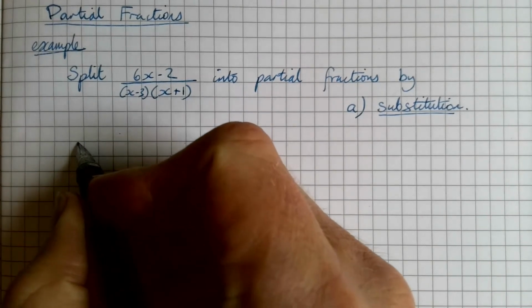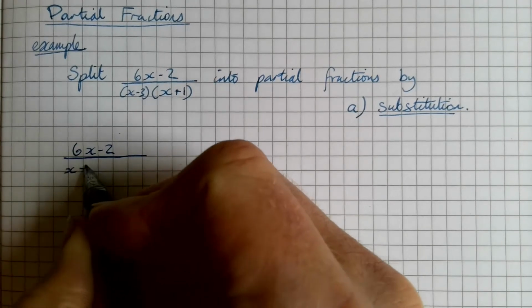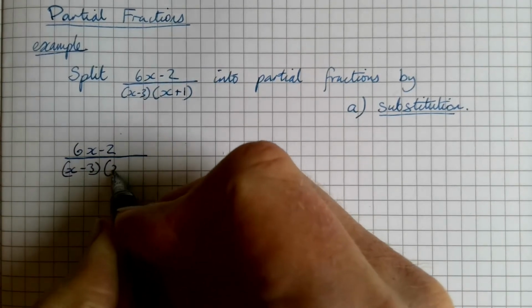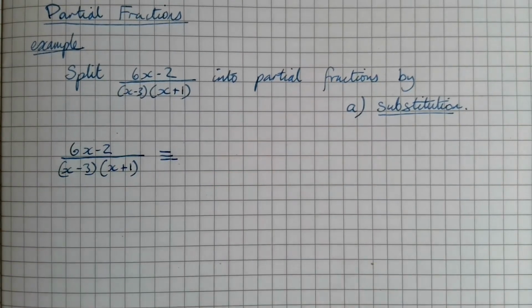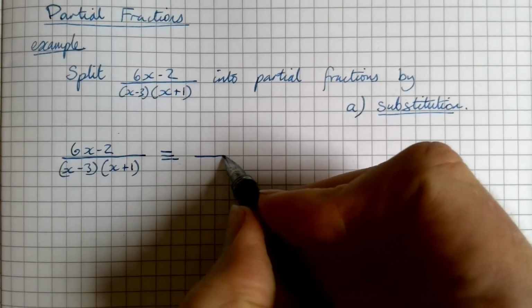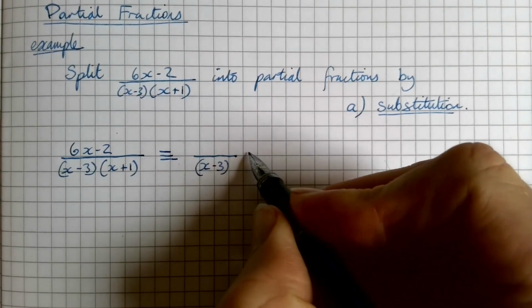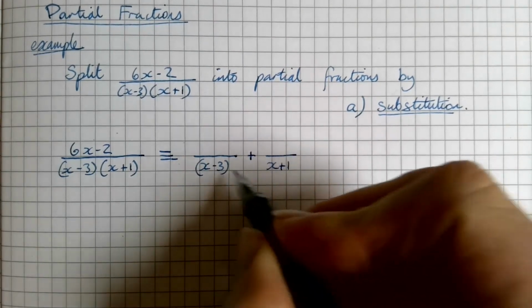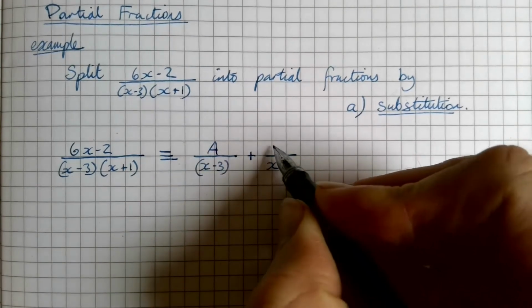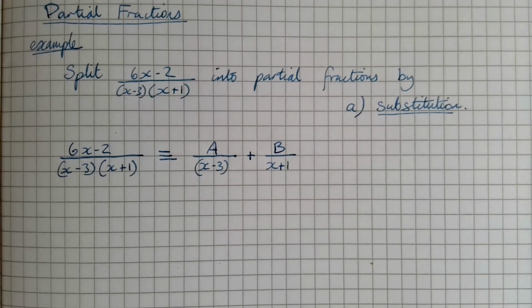So what we can say is that this fraction here is going to be identical to, so that's a three-line equals sign, something over (x - 3) plus something over (x + 1). I didn't need that bracket there, did I? But never mind. And that something is going to be called A. That something there I could call B.